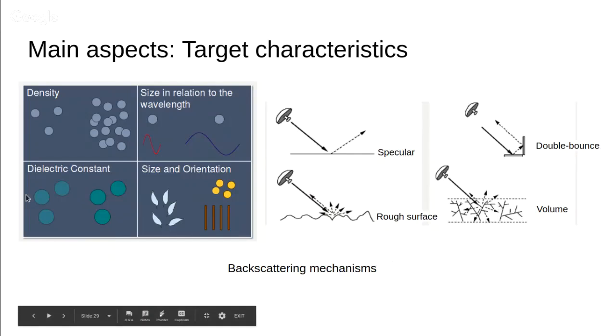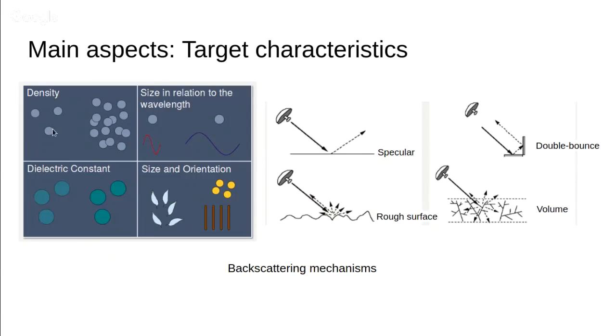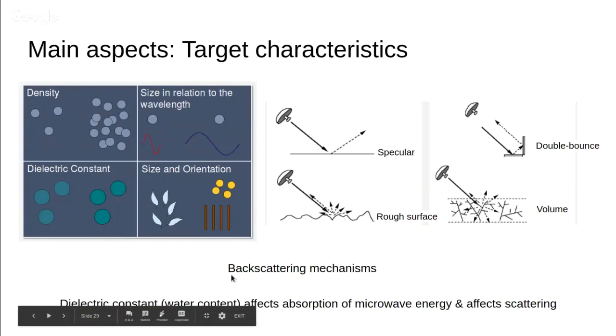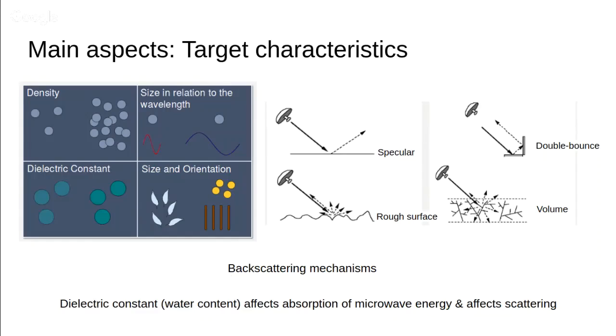All of these also interact with things like the density of the target on the ground and the dielectric constant of the target on the ground. This is basically how much water content there is in the target, the size and orientation, and of course the wavelength of the signal that we've been talking about. So the dielectric constant, which is the water content, affects the absorption of microwave energy and hence affects the backscattering.